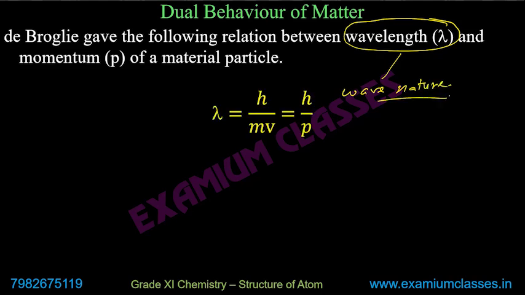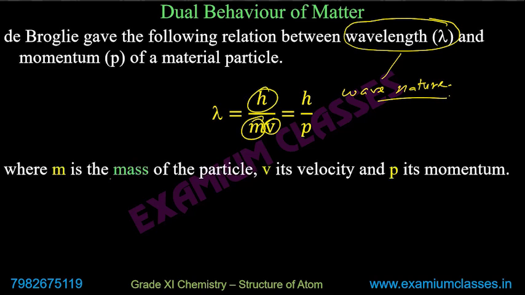He said that the wavelength of any object can be given by lambda equals h by mv, where mv, you know, is momentum, so it is written as p. m is the mass of the object, v is the velocity of the object, and h is Planck's constant, the same Planck's constant which we have used.